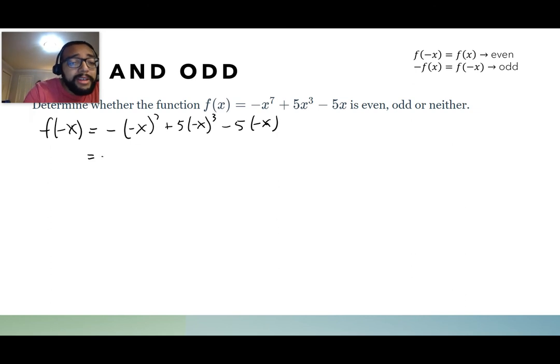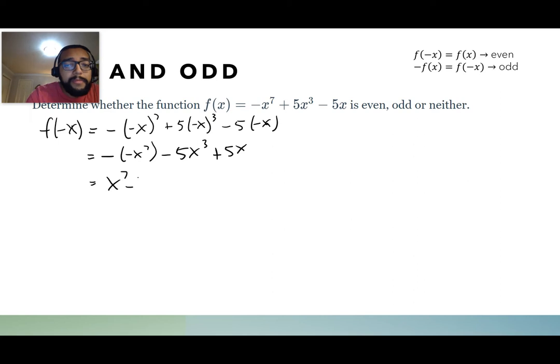And so this is going to be a negative times negative x to the 7th. Same thing here. A negative to an odd power, which is 3 in this case, will end up being a negative. So negative 5x cubed. And well, negative 5 times negative x, we know that's just positive 5x. So with this here now, we have a negative 1 times a negative x to the 7th. That'll be a positive x to the 7th. 5x cubed plus 5x.